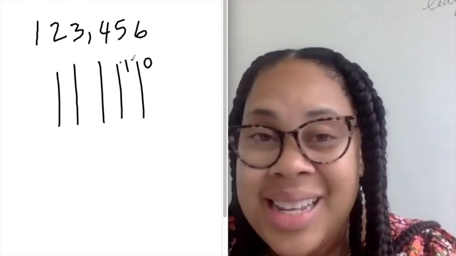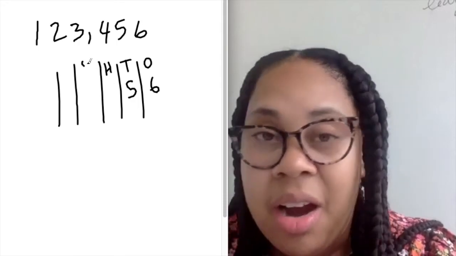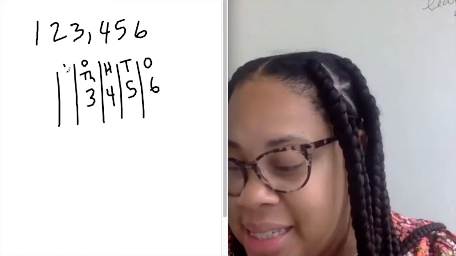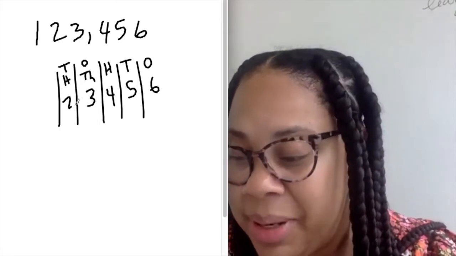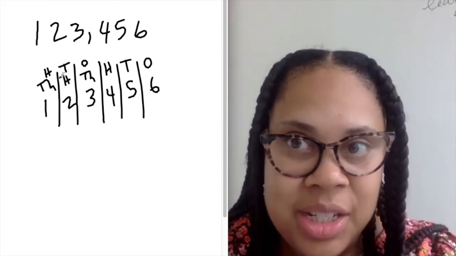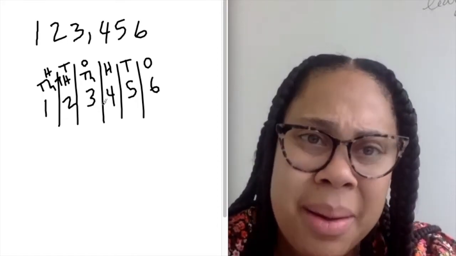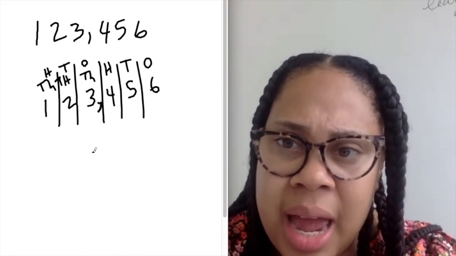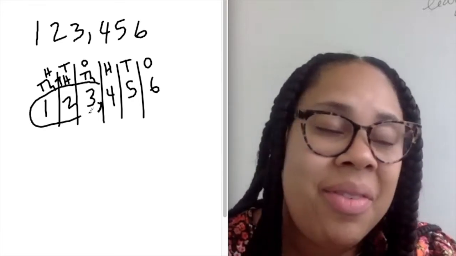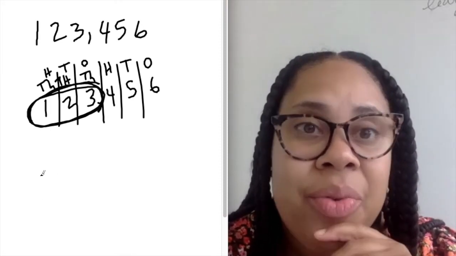So we would put our 6 in our ones place, our 5 in our tens place, our 4 in our hundreds place, our 3 in our thousands place, our 2 in our 10,000s place, and our 1 in our 100,000s place. Now, once I've got those numbers in my place value chart, I want to circle everything with thousands, and that's everything before the comma, and read it like a 3-digit number.